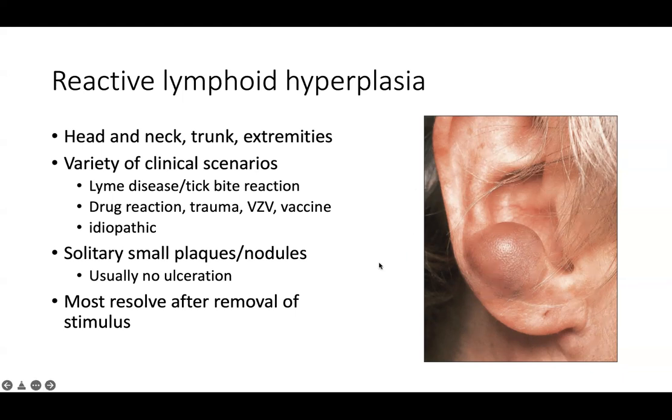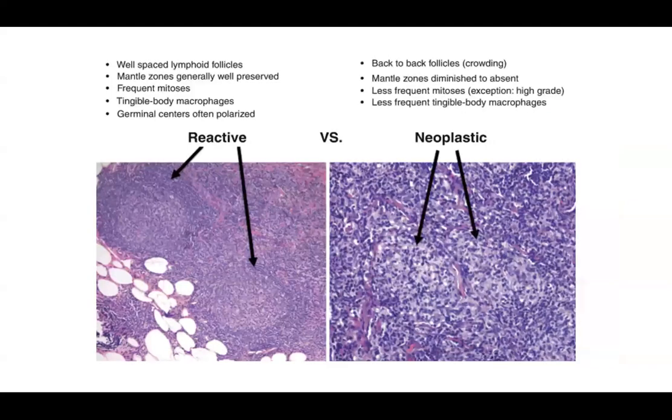And of course, anything in dermatology can be idiopathic, meaning that we don't really understand a cause and effect with what stimulated the reactive lymphoid hyperplasia to begin with. It's a reaction pattern, and you have to exclude other more serious diagnoses. Some of those other exclusions that we'll talk about today are the other types of cutaneous lymphomas. So clinically, you'll see solitary small plaques and nodules with usually no ulceration, and most resolve after removal of the stimulus.